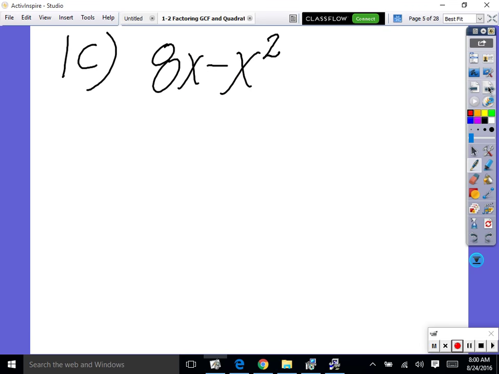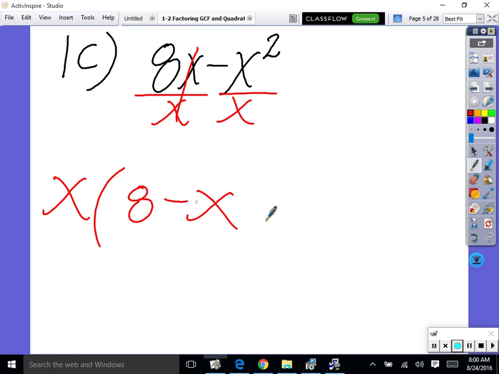Okay, here we go. Looking at this, 8x minus x squared. This is actually quadratic, meaning degree 2, so we can factor it by what we're going to talk about in just a second, but there's a much easier way. There's 2 terms, what's in common? x. So we're going to go back and see what's left in each term in our parentheses. So we have an 8 left, right? Minus x. Okay, pretty basic here.